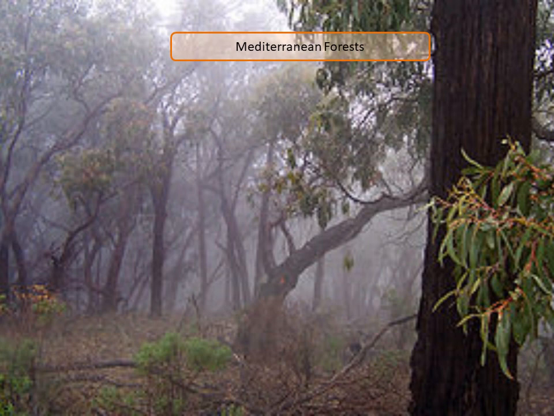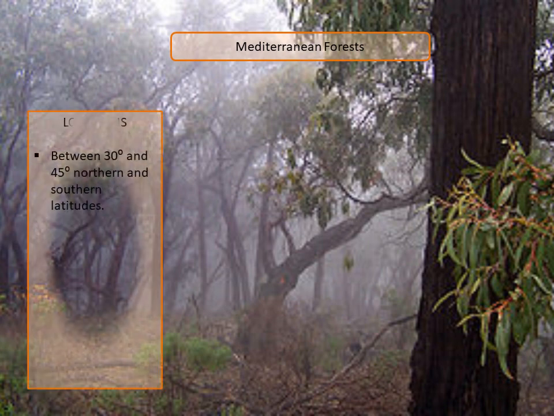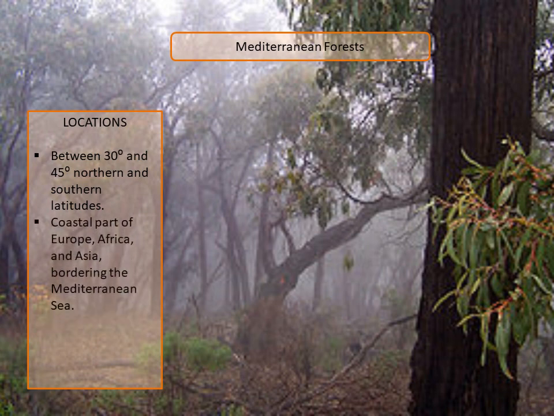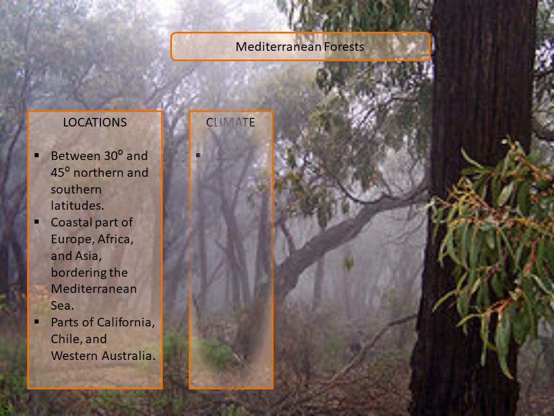Mediterranean forest. Mediterranean forests are located between 30° and 45° latitudes. They spread over coastal part of Europe, Africa and Asia bordering the Mediterranean Sea. It is also found in parts of California, Chile and Western Australia. The region experiences dry summer and mild wet winters.